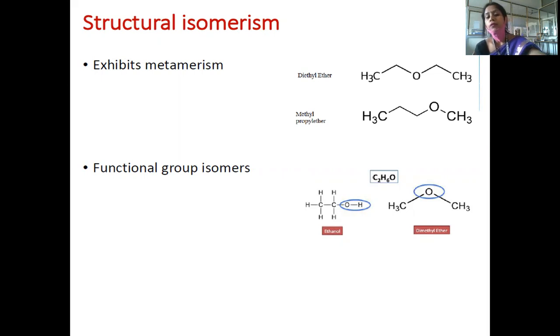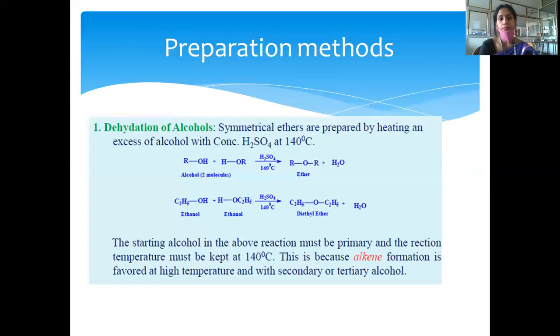The other possibility is functional group isomerism. We know that with the same formula C2H6O, there are two possibilities in terms of functional group. There could be an ether group, that is dimethyl ether, or there could be an alcohol group, that is ethanol. So ethanol and dimethyl ether are related through functional group isomerism.